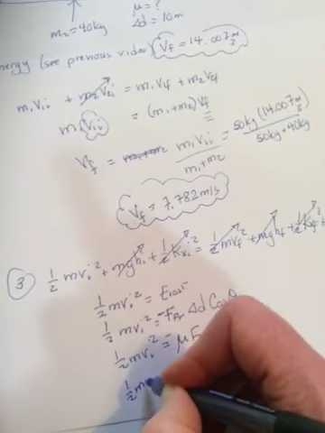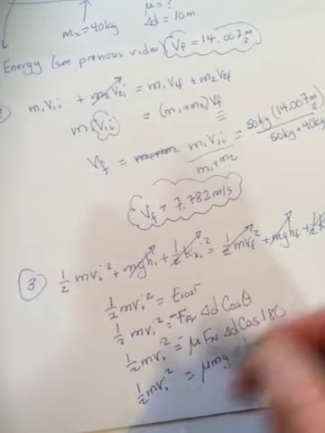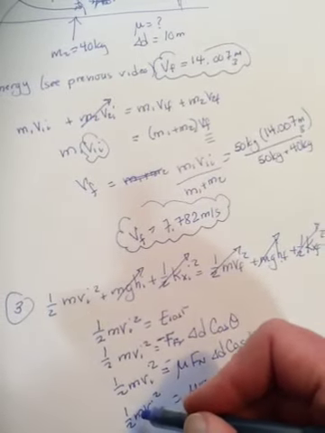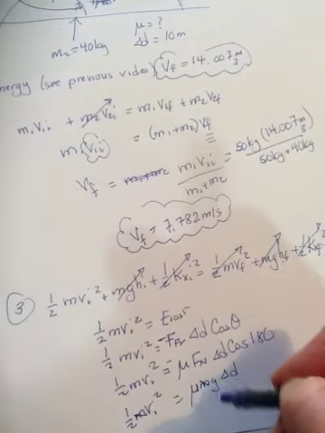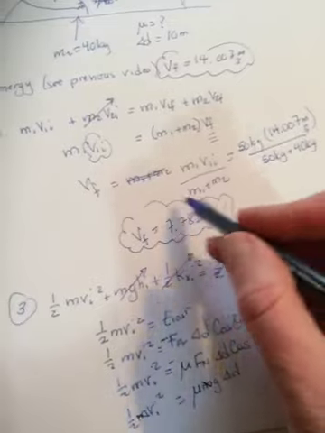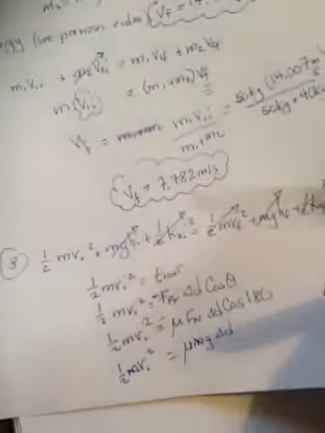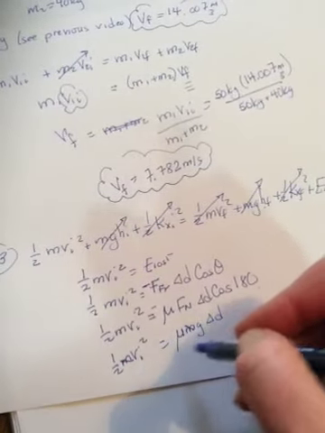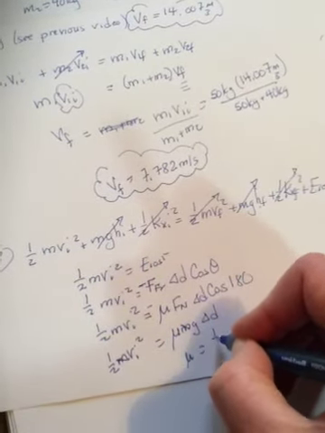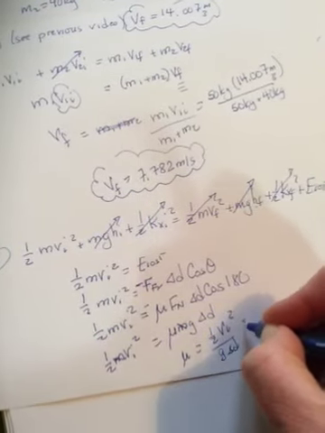On this side, 1/2 mv initial squared. What is the m on this side? It's the mass of the two objects together after they collided. What is the m on the other side? It's also the mass of the two objects together after they collided. So the m's cancel. What is the velocity? The initial velocity with which they start across the playground is the final velocity they had after the collision, the 7.782 that we found. We're looking for mu, so divide both sides by g delta d. So mu is equal to 1/2 v squared over g delta d.